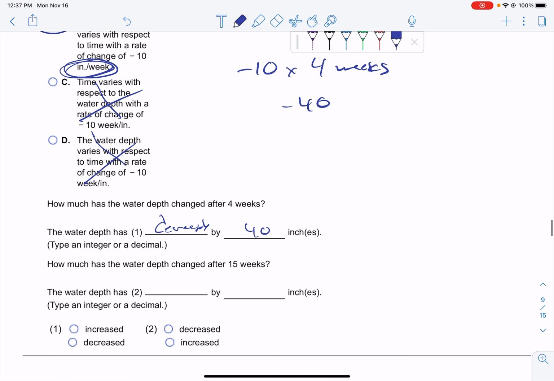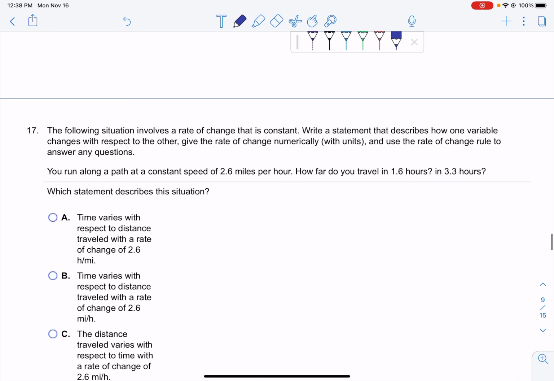How about after 15 weeks? Well, the depth has decreased by 150 inches, right? Because we're going down 10 inches for 15 weeks, so that's negative 150. So the water depth has decreased, that's what that negative tells me, by 150 inches.